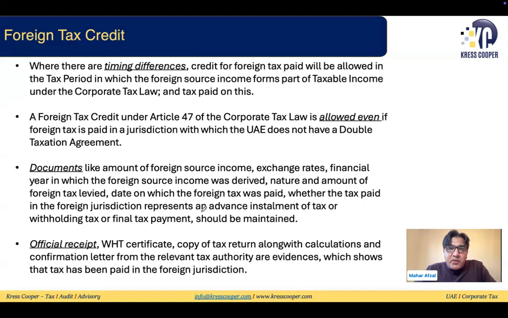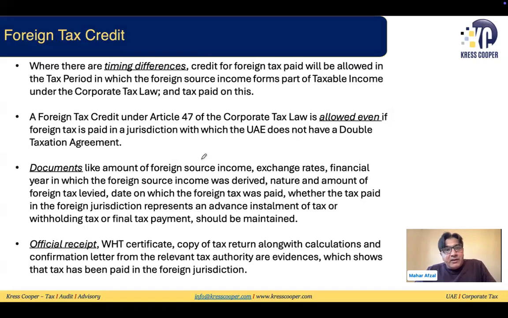Assuming outside the UAE you are following the accrual basis, and in the UAE you are following the cash basis. So foreign source income will be taxable in the UAE on cash basis. So any foreign tax that you already paid earlier will be considered at that time. Apple to apple comparison. When the income will be taxable, you will be able to take the foreign tax credit. When the related income will not be taxable, you will not be able to take the foreign tax credit.